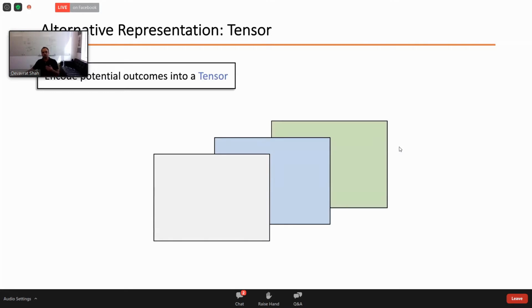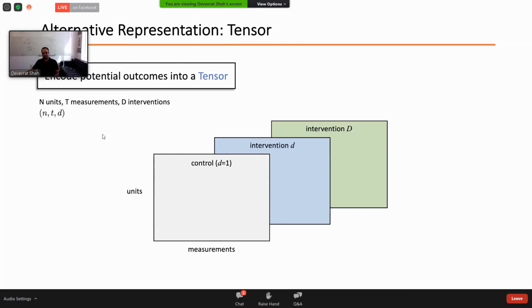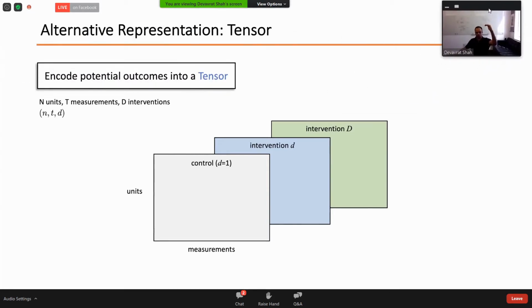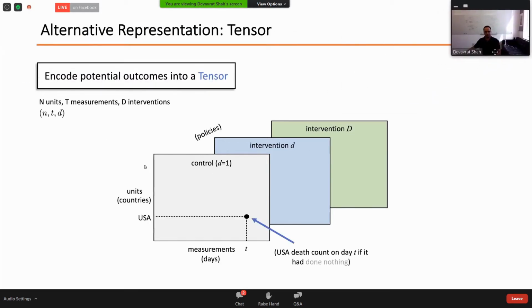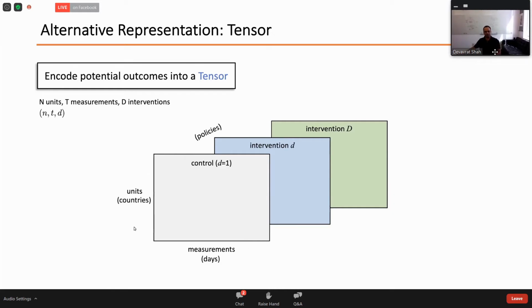What we'll do is encode potential outcomes through tensors. In particular, here is a 3-ordered tensor that I'm representing. There's a notion of units, let's say countries. These are the countries in our case. Different slices here represent different types of policies, say low mobility restriction, medium, and high. And then columns here represent measurements over days.